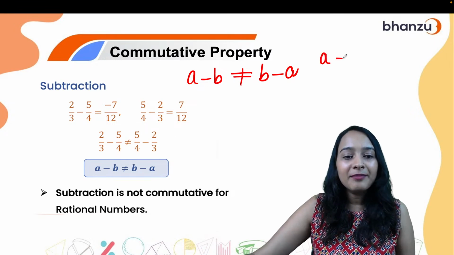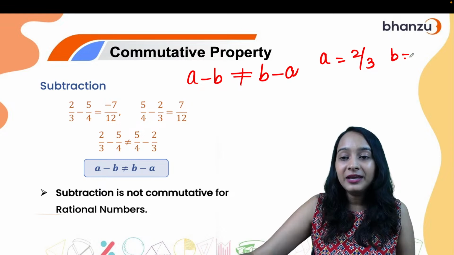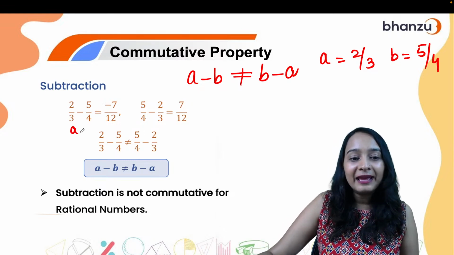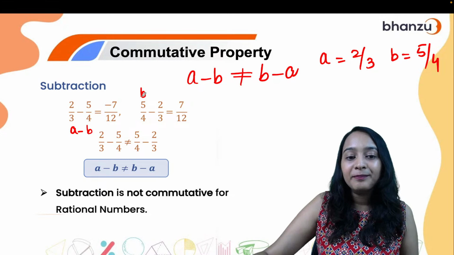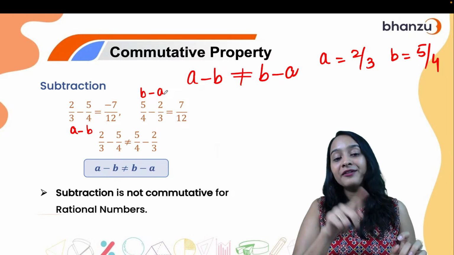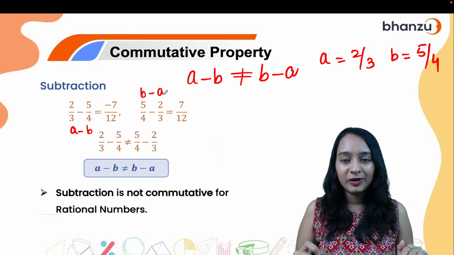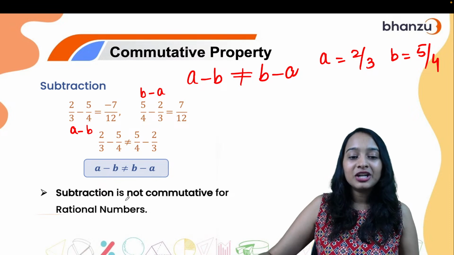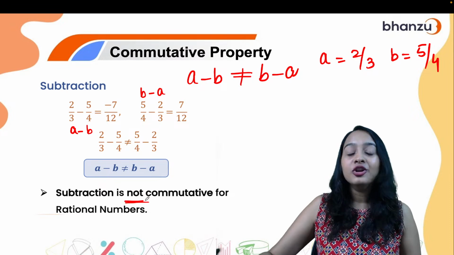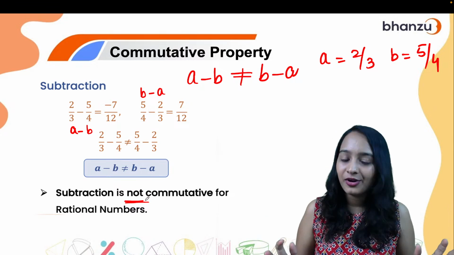Now I have taken my a as 2 by 3 and b as 5 by 4. So here I did a minus b. Here I did b minus a and they are not the same. For one I got minus 7 by 12. For the other I got plus 7 by 12. They are not the same, right? So subtraction is not commutative for rational numbers. Alright? It does not follow.